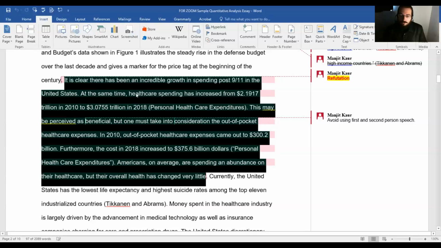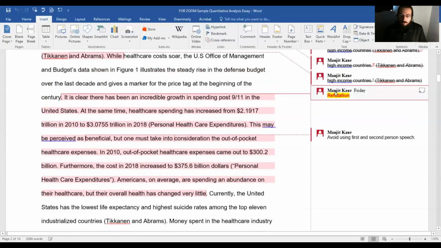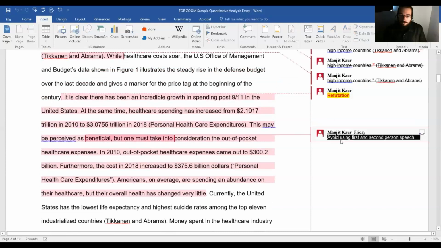Notice how the author first brings us a point and it feels like, okay, it's saying that they are spending a lot, but then he refutes it. Although upfront it looks like it's beneficial and it's a lot of money, it's still very expensive because a lot of money is coming out of pocket from the patients. Okay, so that's refutation.